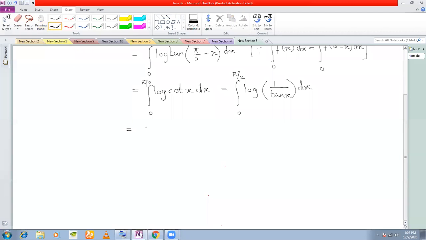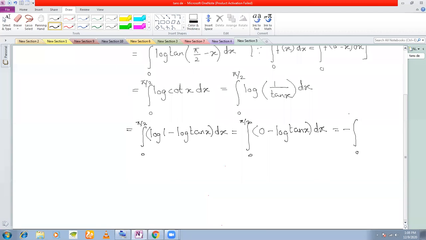Next, I can write this as integral 0 to pi by 2 of (log 1 minus log tan x). I can write this way or not? That means this becomes integral 0 to pi by 2 of (0 minus log tan x), since log 1 is 0, dx. That means this is minus integral 0 to pi by 2 of log tan x.